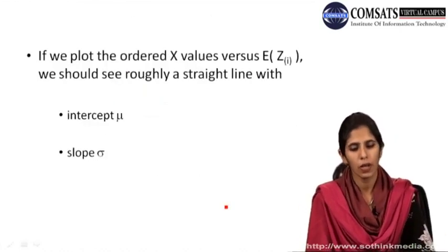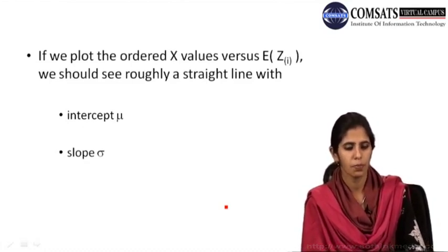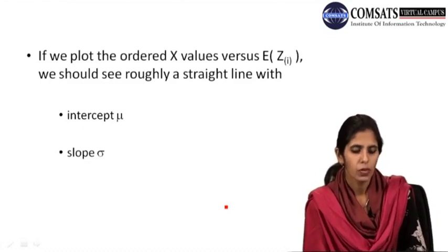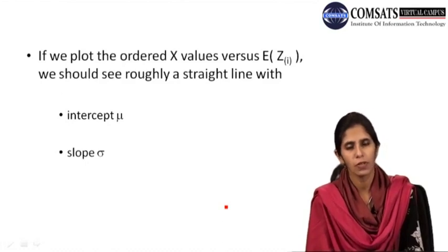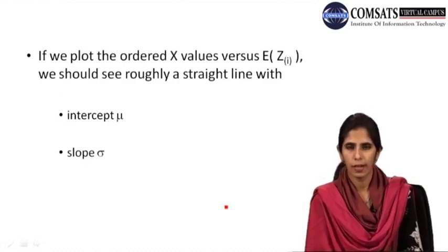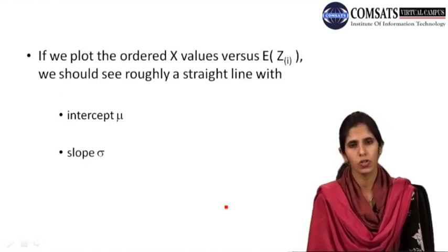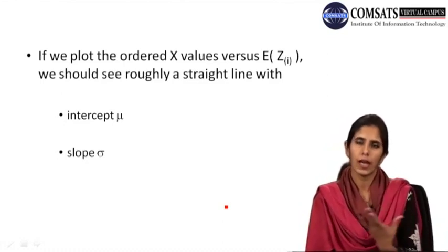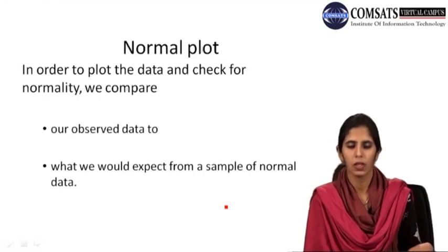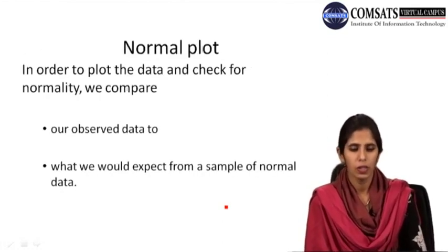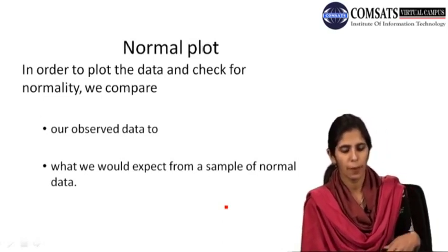If we plot the ordered x values versus expected zi, we should see roughly a straight line with intercept mu and slope sigma. So here the intercept shows mu, and the slope determines sigma. Whatever its steepness or peakedness is will determine the standard deviation, and its position from the x-axis will be determined through mu, which is the mean. In the normal plot, in order to plot the data and check for normality, we compare our observed data to what we expect from a sample of normal data.